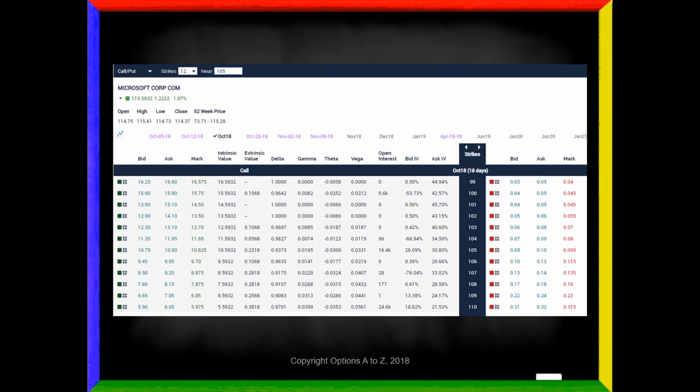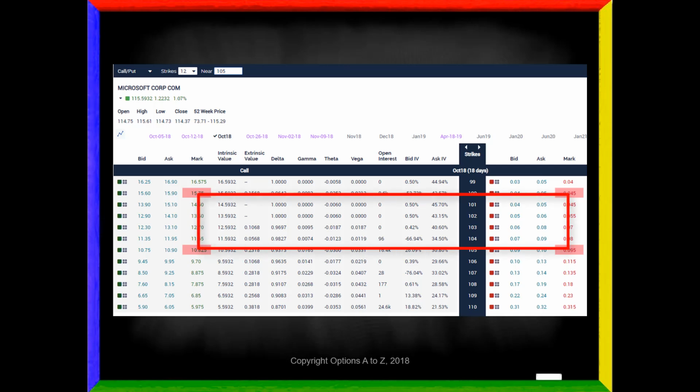So why is it called a box spread? Well, good question. Let's take a look at some Microsoft quotes. And I'm just going to use the mark for this slide. But let's say that we bought the 100-105 call spread. I would be buying the 100 call here and selling the 105 call for this price down here. If I bought the 100-105 put spread, I would be buying the 105 put for this price down here, and I would be selling the 100 put for this price up here. And notice that those four quotes form a box. That's the basic reason why it's called a box spread.